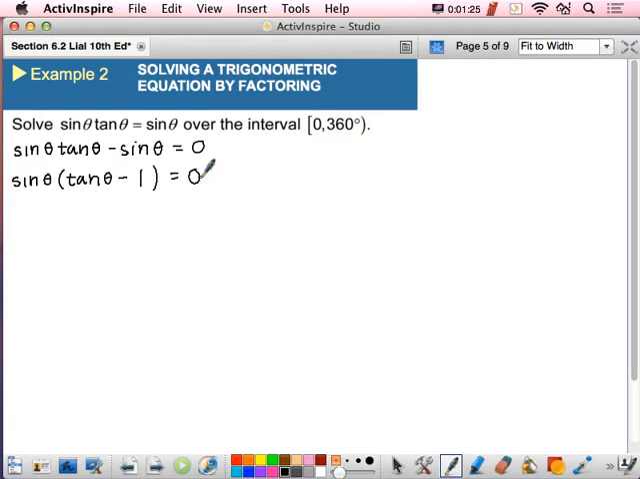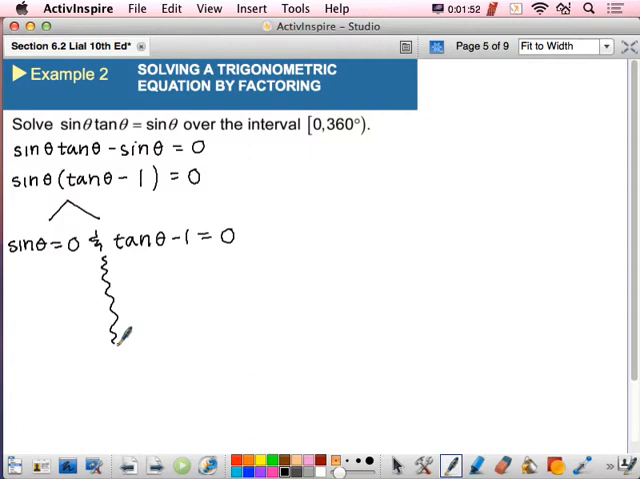So if you can get it equal to 0 and get it factored, that is the best case scenario, because what that does is it now lets you take those two things separately and set them equal to 0, and now you will have a singular trig function in each. So once you get here, we're going to split it. We're going to say sine of theta equals 0 and tangent of theta minus 1 equals 0. And we're going to work each of those like they're two totally separate problems.